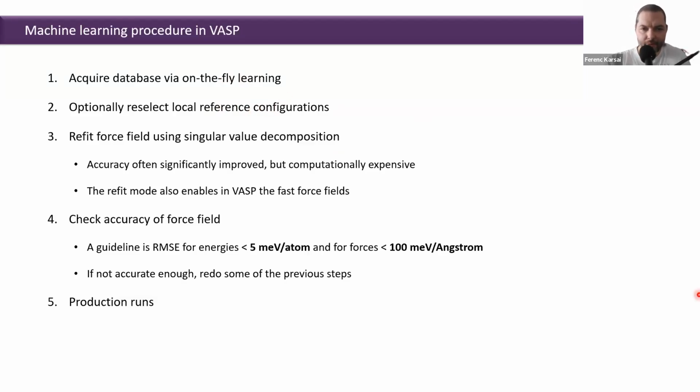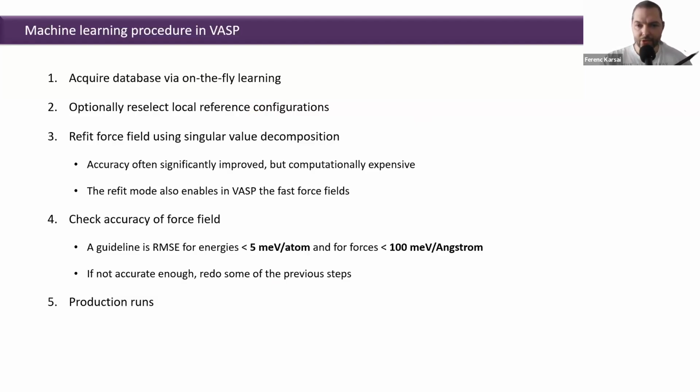Third, refit the force field using singular value decomposition. This is automatically set for the refit. As mentioned before, we do this since you get a better accuracy. But as mentioned already, this is not done at every step, only at the last step, because it's computationally much more expensive. And also at this step, we turn on the fast force fields, so the fast execution mode of the force fields.